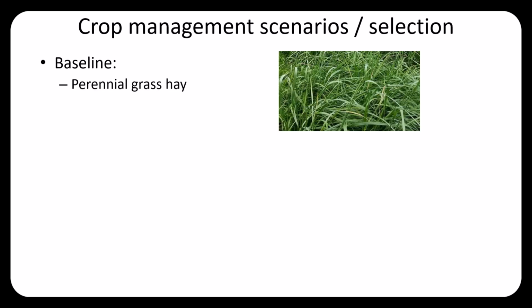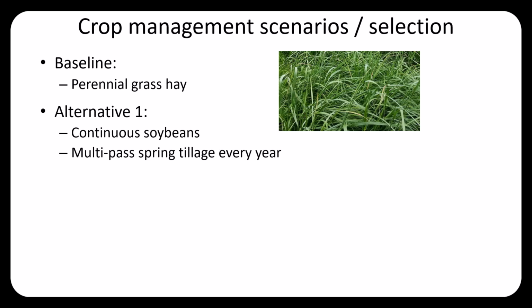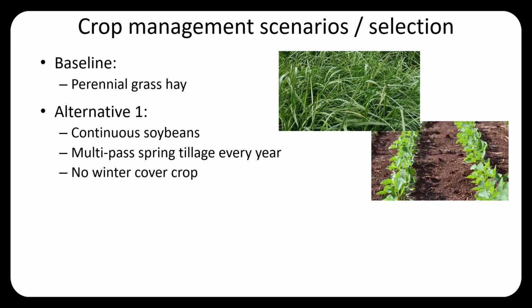For this upcoming plan demonstration, we're going to model and compare two crop management scenarios: a baseline of perennial grass, which is represented by this image, and an alternative management consisting of continuous soybeans with multi-pass spring tillage every year and no winter cover crop. In the early summer, that might look something like this.